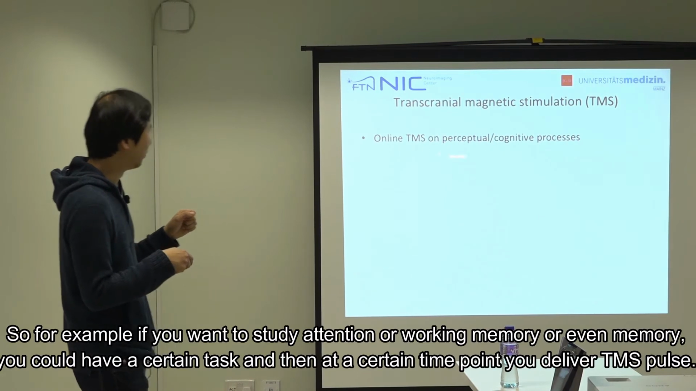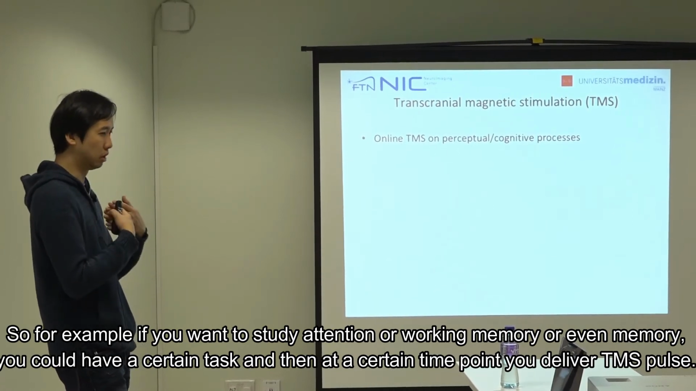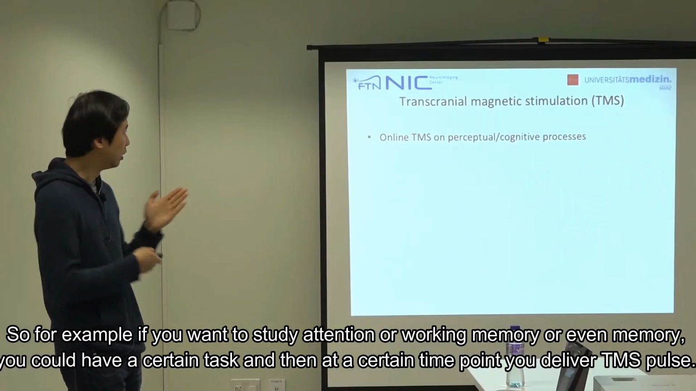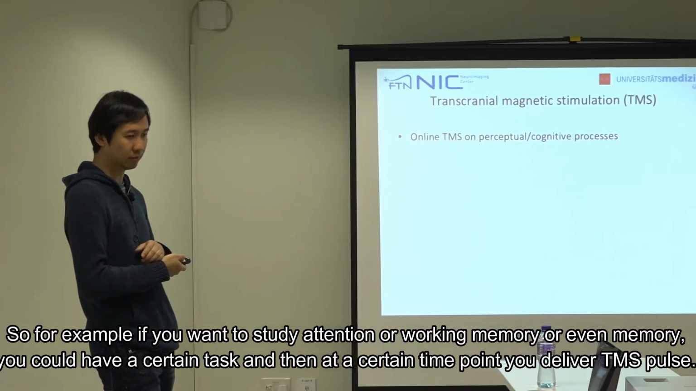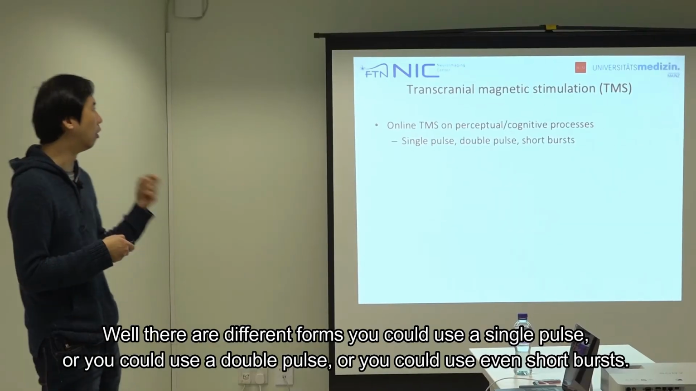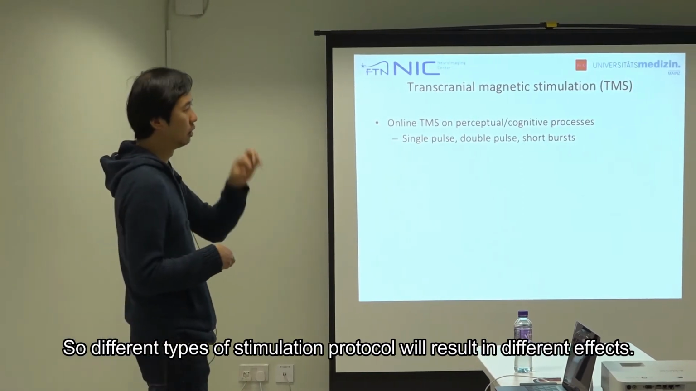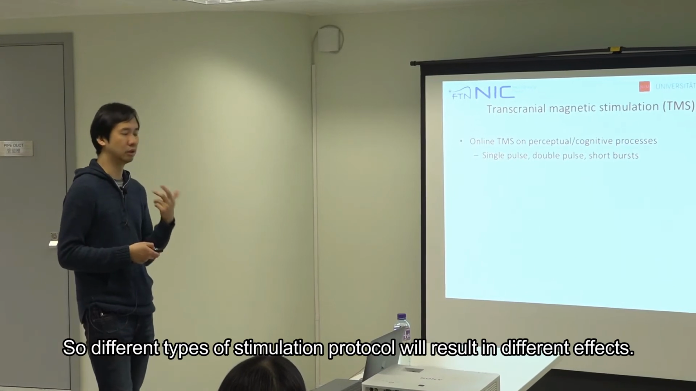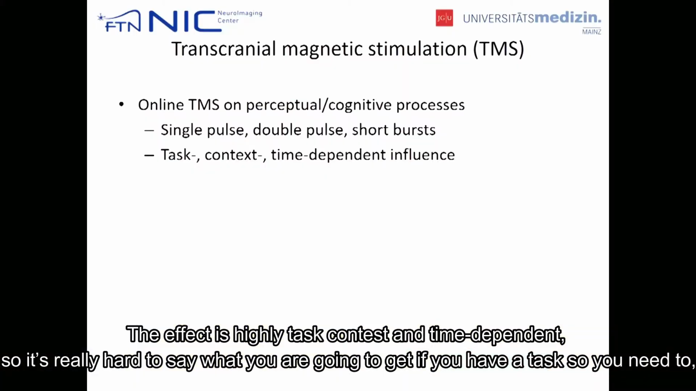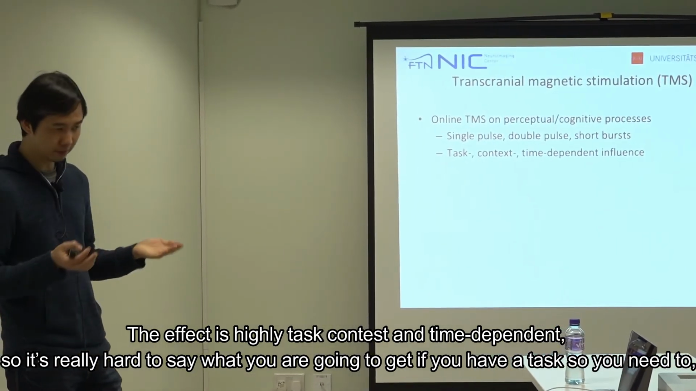Okay, so for example, if you want to study attention or working memory or even memory, you could have a certain task, and then at a certain time point, you deliver a TMS pulse. Well, there are different forms. You could use a single pulse, or a double pulse, or even a short burst. So different types of stimulation protocol will result in different effects. The effect is highly task, context, and time dependent. So it's really hard to say what you are going to get if you have a task.